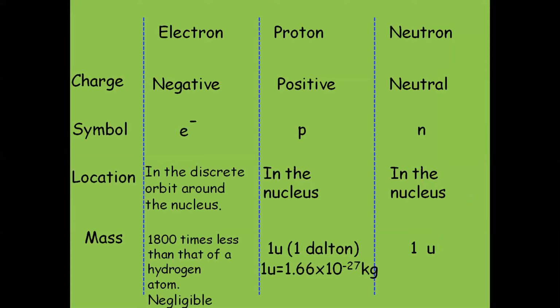And to answer this question, Sneha, discrete means different. One orbit, another orbit, and other different orbits. That is the meaning of discrete.